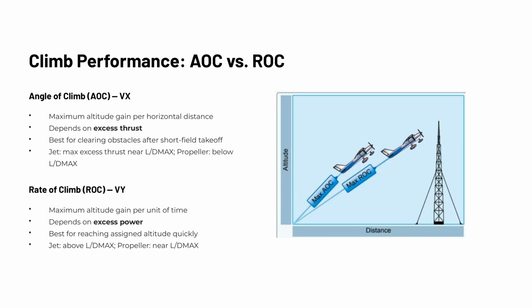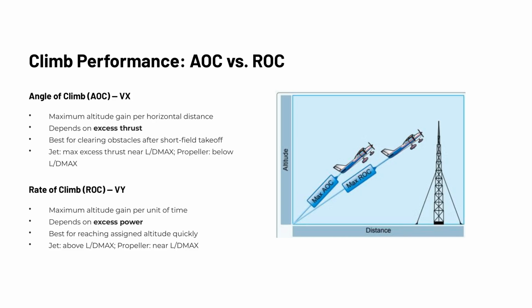When climbing, pilots must choose between two distinct performance objectives, and understanding the aerodynamic principles behind each will help you make the right decision at the right time. Angle of climb, flown at Vx, gives you the greatest altitude gain over a given horizontal distance. This is critical when you need to clear obstacles immediately after a short field takeoff.